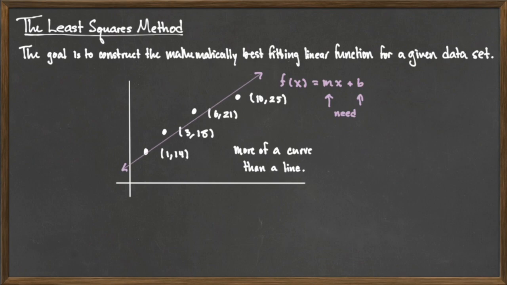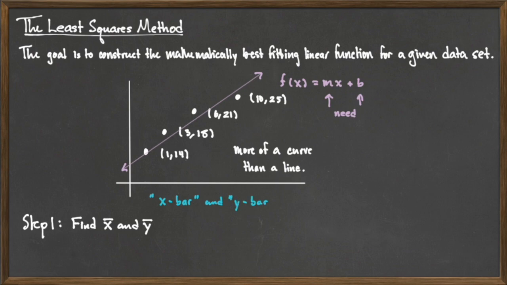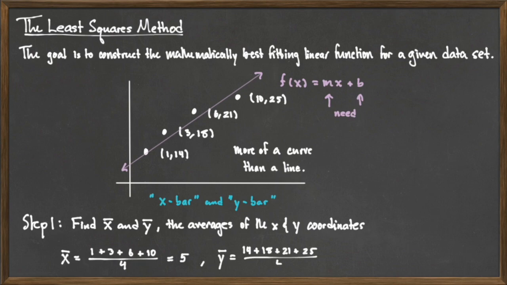So if I have a linear function, I need to find its slope and I need to find its y-intercept. And that is what the least squares method is going to do for us, is find us these values through some intricate steps. So the first step is the following. We're going to find these symbols that we call x bar and y bar, and these are just going to be the averages of the x and the y coordinates. So our x coordinates being 1, 3, 6, and 10, let's take their sum and divide it by 4, and we get a value of 5 for x bar. Similarly, we're going to take the y values, 14, 18, 21, 25, add them together and divide by 4 to compute their average, and we'll see that in this case, y bar is equal to 19.5.